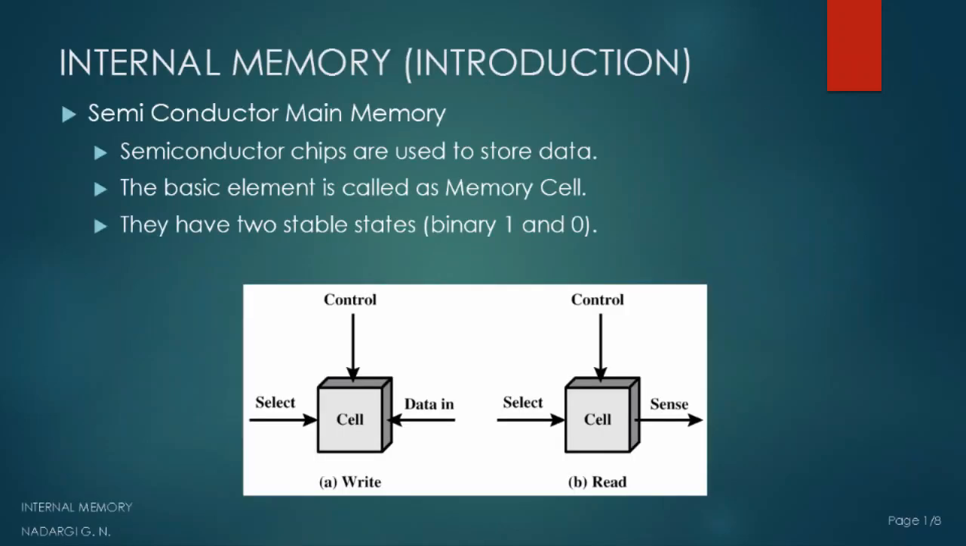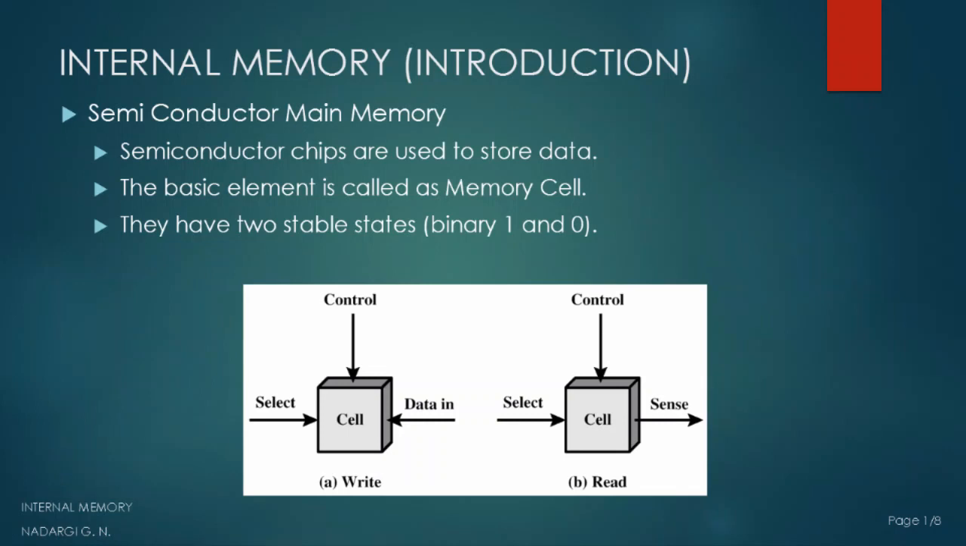Now, when we talk about internal memory, basically the internal memory is made up of semiconductors. Sometimes it is also called as main memory, and semiconductor chips are used to store data. So the basic element of the semiconductor memory is called as memory cell. So if you look at the diagram which is shown below, you can see that we can provide two different states for that memory cell, which is in binary 1 and 0.